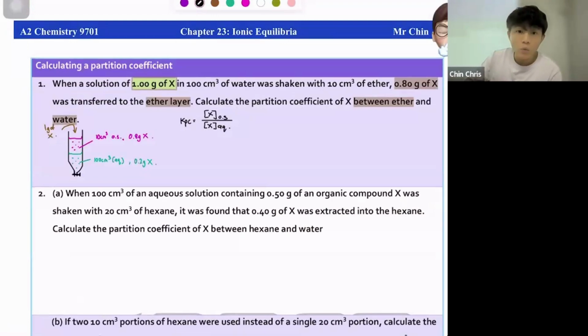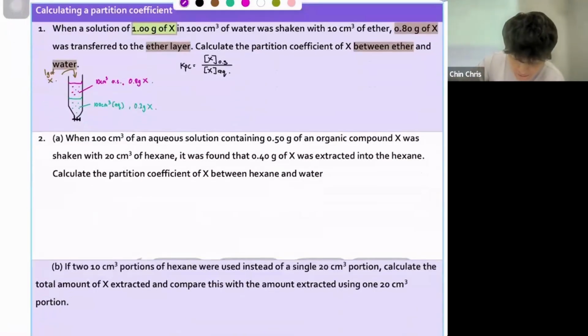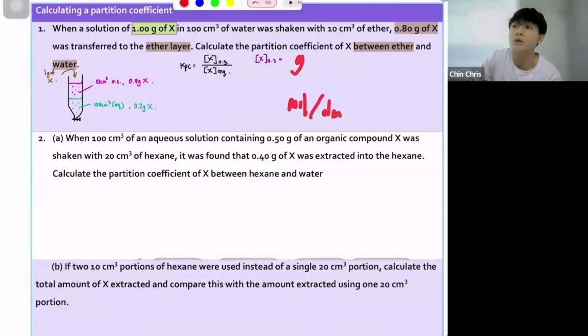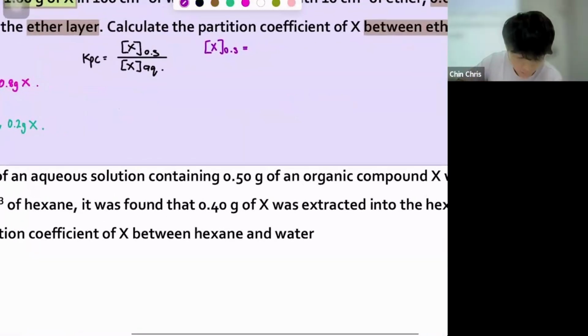Okay, guys, now what is my concentration of X in organic solvent? Let's work it out. Okay, guys, you can use gram per dm cube. The unit doesn't matter. Be it in gram per dm cube, be it in mole per dm cube, it doesn't matter as long as your unit stays consistent. Don't use gram for the top part and mole for the bottom part. You have to be consistent. If you choose gram, then do gram. If you choose mole, then do mole. Because eventually it's gonna cancel anyway.